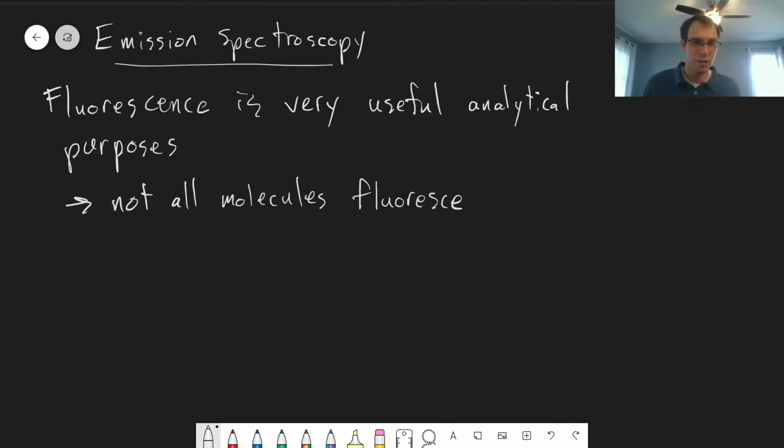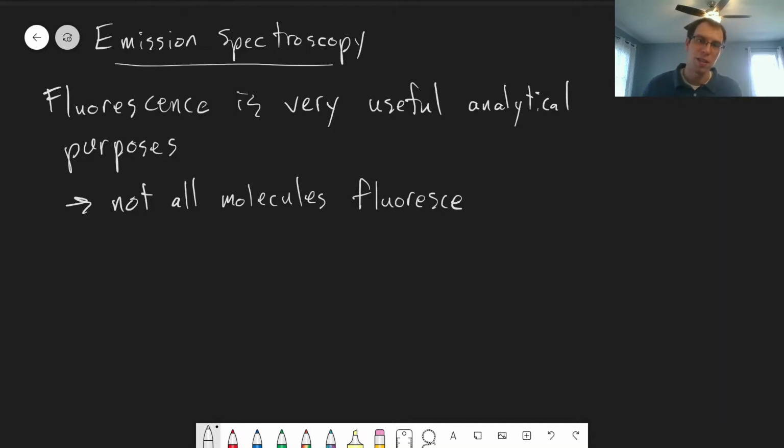Some molecules just undergo the intersystem crossing and you see no light that comes off of them. So you do have to find something that has fluorescence properties to be able to observe it via emission spectroscopy, or phosphorescence. It could have phosphorescence as well. So that does limit the scope of emission spectroscopy.